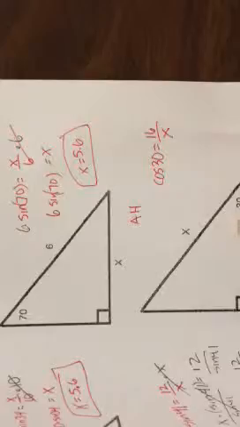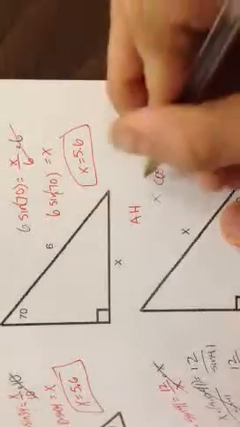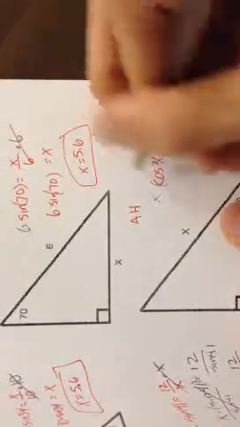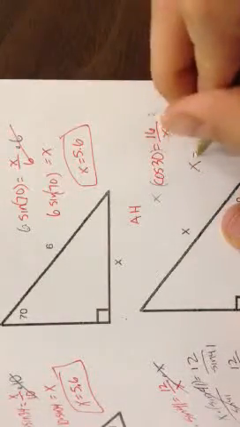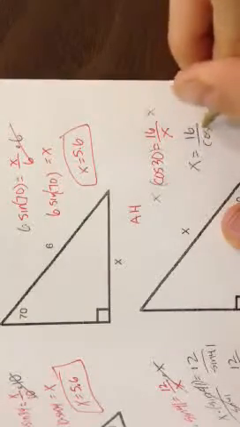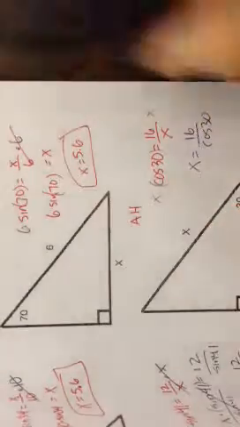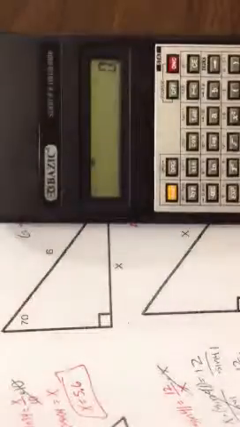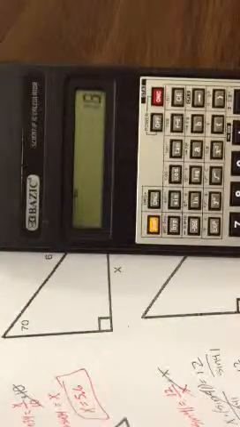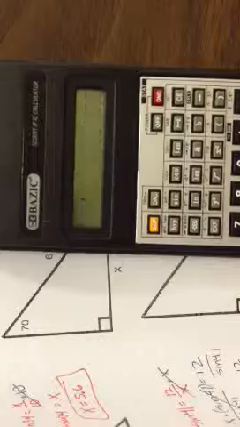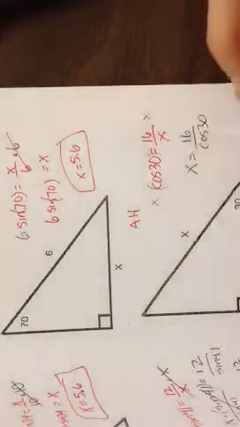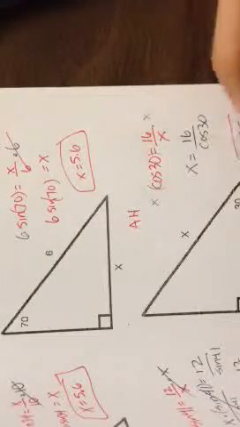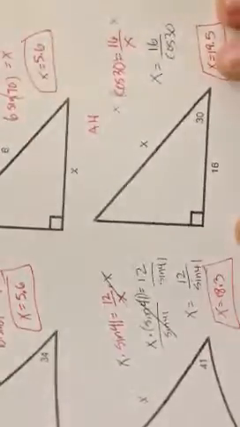Okay, again, x is on the bottom. So times it, and then divide by this thing to move it down. We want to get the x by itself, so they end up switching. So we have 16 divided by the cosine of 30, which is 18.5. I don't know how these answers end up so close. But there you have it.